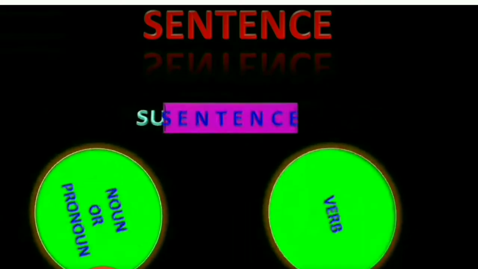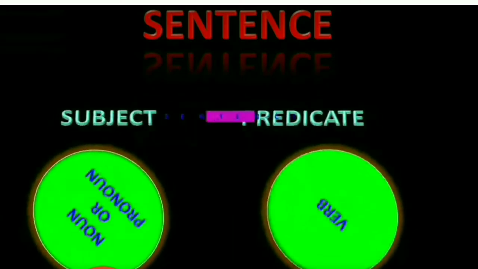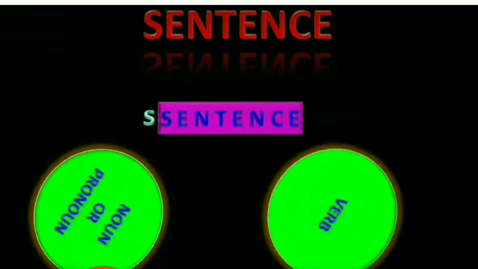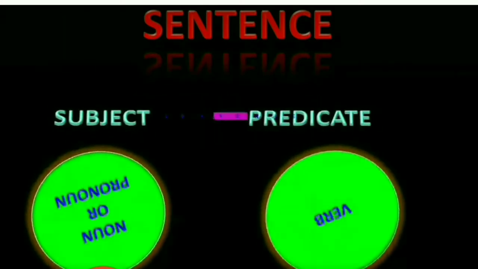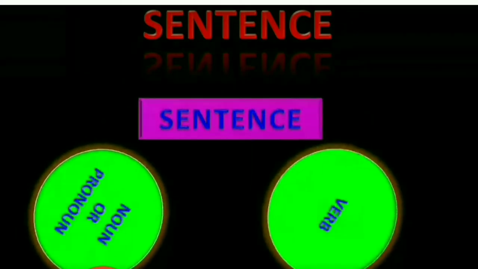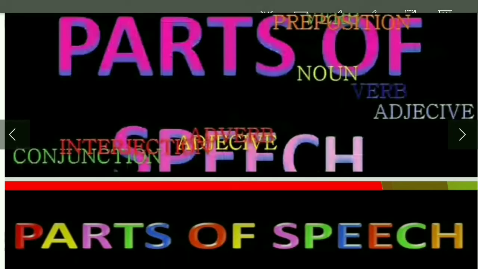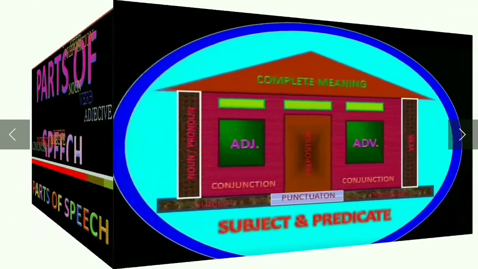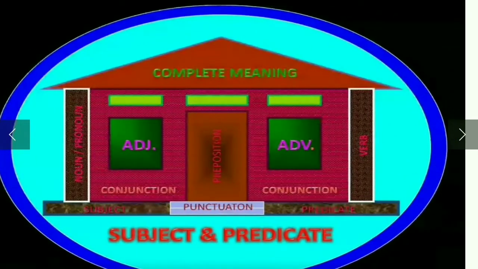Here children, you can see a sentence is a mixture of noun, pronoun, that means subject part, and the predicate part which contains verb and object. Okay children? Now let's learn about the parts of speech. As it is already known that there are 8 parts of speech. Here in this picture we'll try to understand about the importance of each and every part of speech.